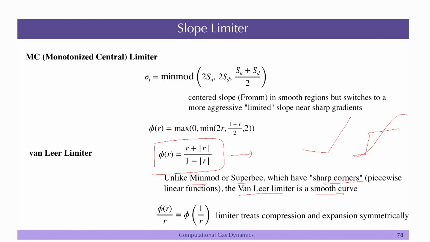Another property it has is that it treats compression and expansion symmetrically. So, if you have the grid, I mean the flow, going from left to right or right to left, this will have similar dissipation because it is symmetric. You can put this r instead of 1 by r, and you will get this phi(r) by r.